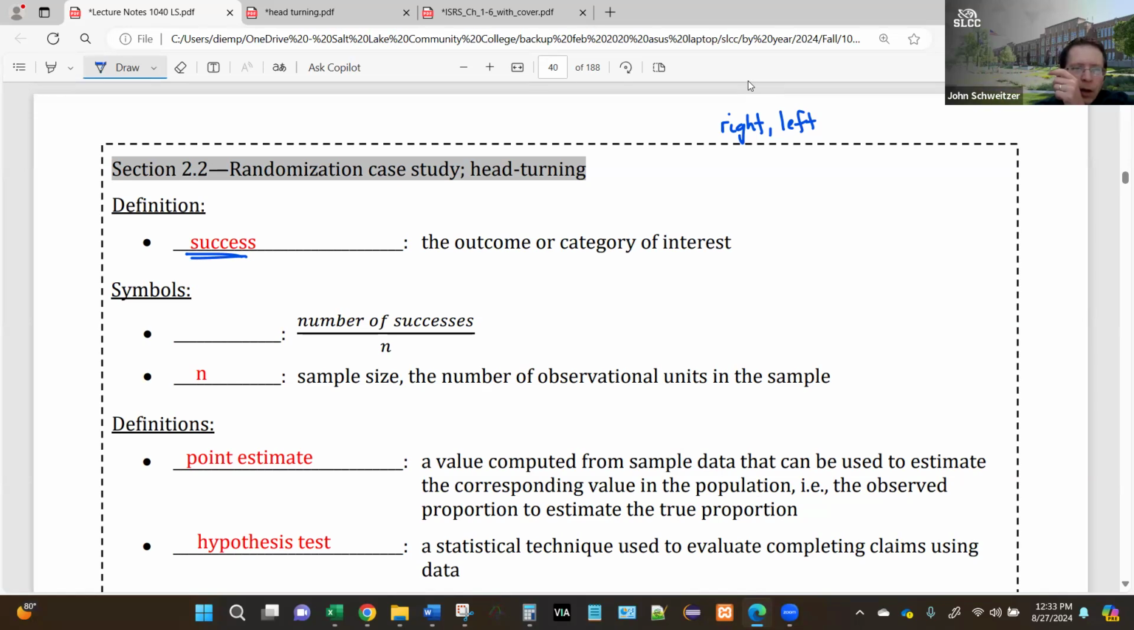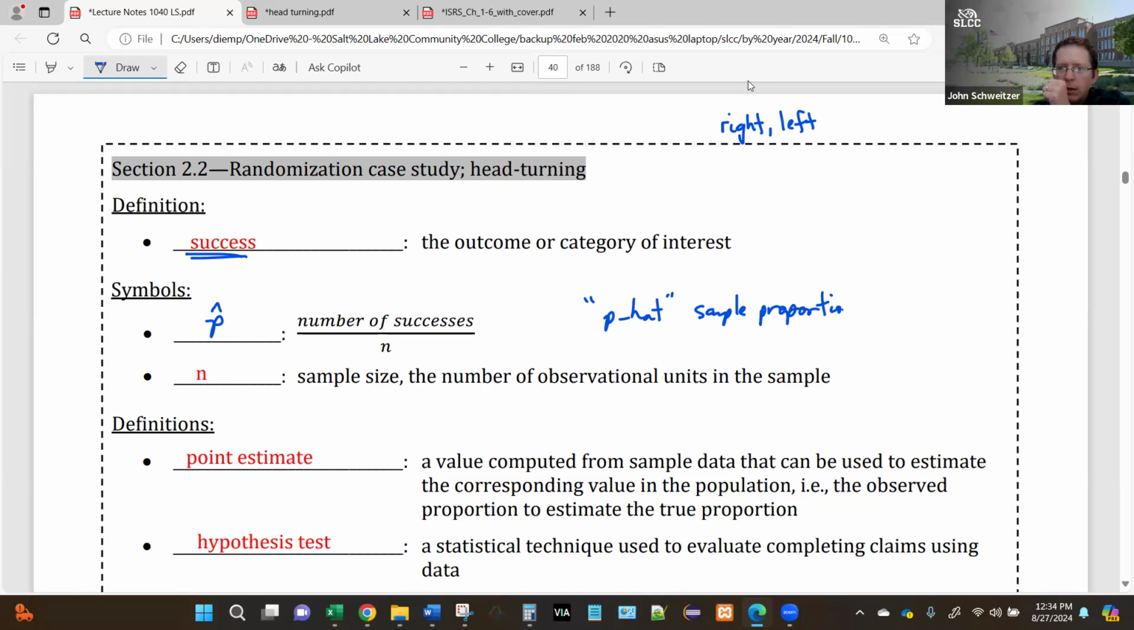So some symbols here. We need a proportion. Proportion begins with P, so P just makes sense here. But there's two proportions. There's a proportion that comes from a sample, and there's a proportion that comes from a population. The proportion that comes from a sample is a statistic. To differentiate that from the parameter, we put a hat on it. So this is called p hat. That's how you say it, p hat, and it's a sample proportion.